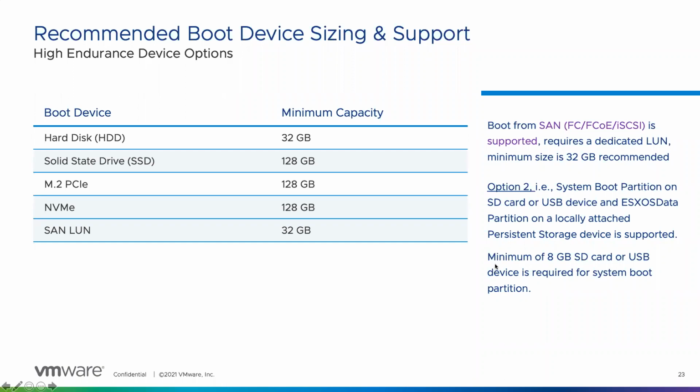If you have an SD card or USB drive for the system boot partition, which was option number 2 in the diagram, and we can quickly see that particular diagram once again, the minimum size of your SD card or USB device has to be 8 GB. But make sure that you are using an SD card along with a locally attached storage device, and those locally attached storage devices can be any one of the devices that are listed over here.